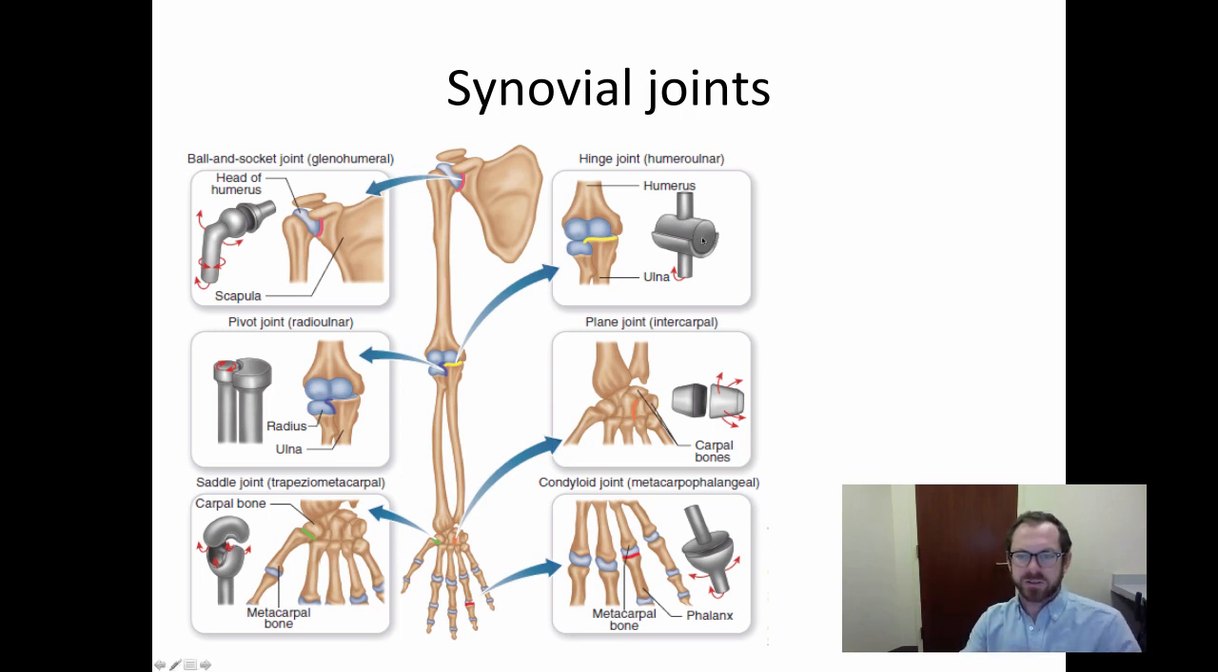The hinge is found at your elbow, between your humerus and your ulna, and you've got one type of movement here. A plane joint is found in your carpals. This is also called a gliding joint. And then a condyloid joint is found between your metacarpals and your phalanx. And I like to say this is your joint, so when you're wagging your finger like this.